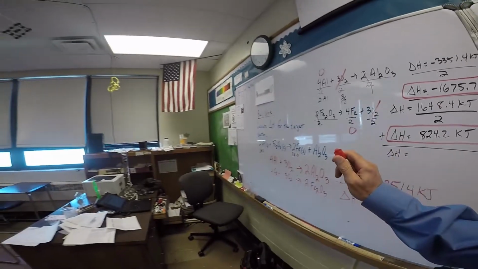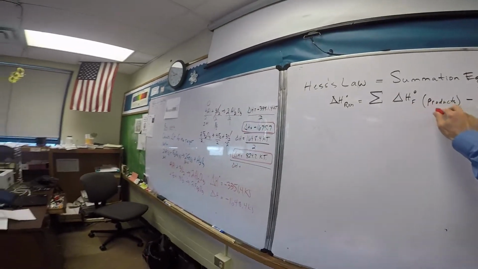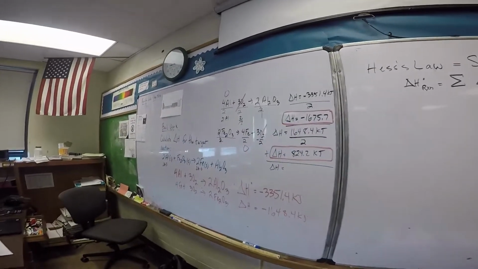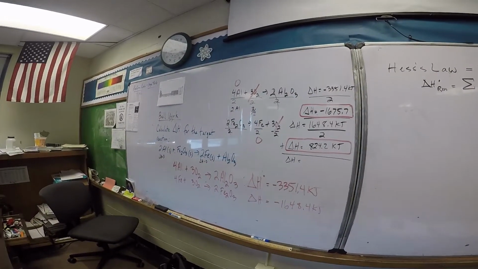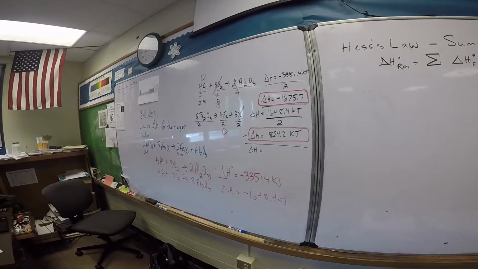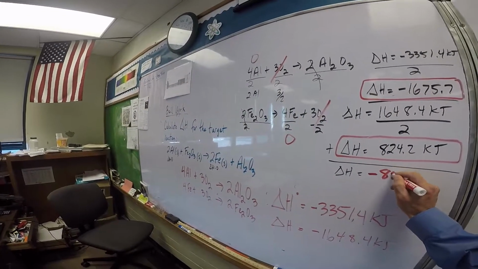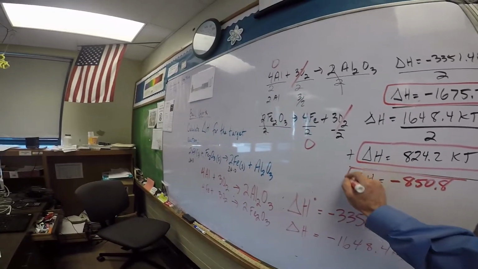Okay, so does everybody see this method is a little bit confusing? That's why I prefer this one. This one's a lot easier to deal with. The summation, yeah, it's a shortcut. So we end up having negative 850.8. So that's our answer here, right?